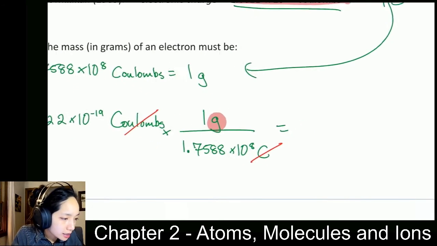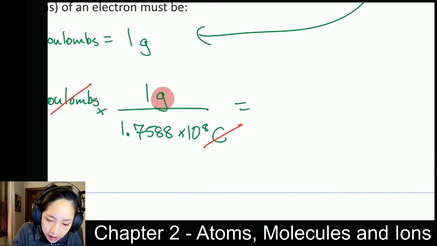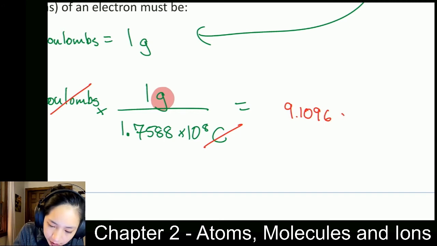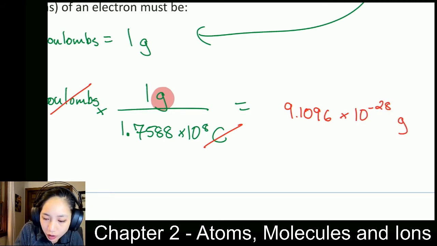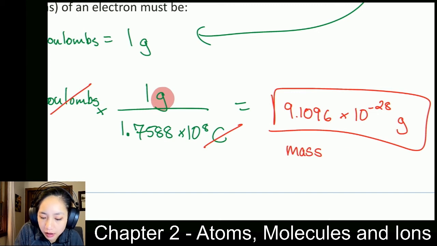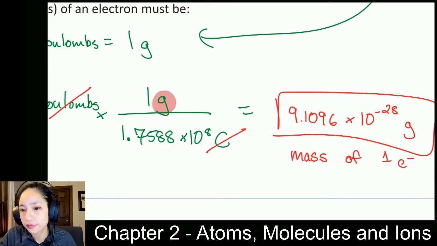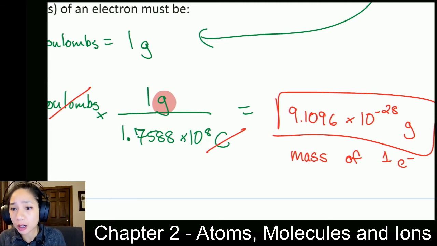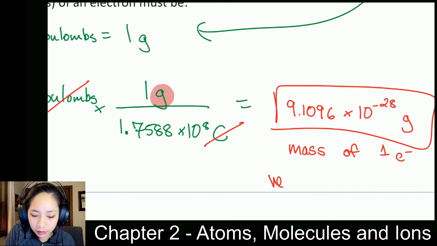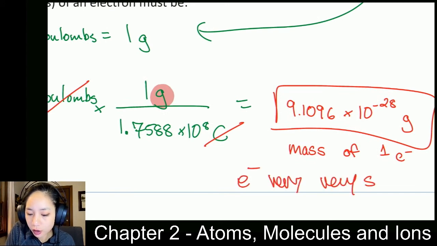And that is, the mass of 1 electron is 9.1096 times 10 to the negative 28 grams. So this is the mass of 1 electron. So the conclusion here is that electrons are very, very, very small. If we actually wrote out this mass, we would write 0. and then 27 zeros, and then 91096. So it's funny that electrons, for being how small they are, were the first subatomic particle discovered. So again, electrons are very, very small.